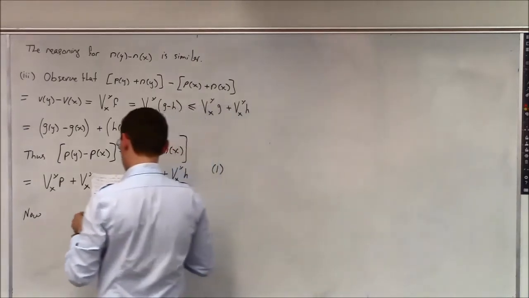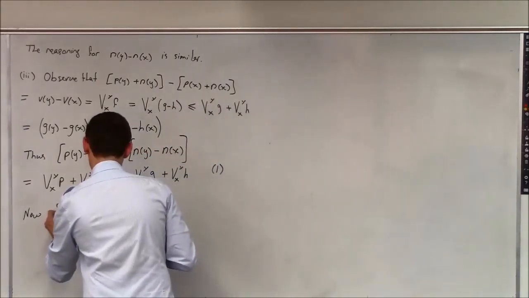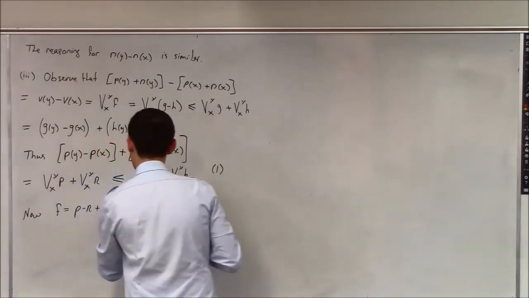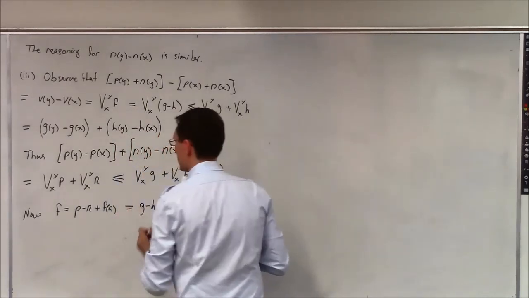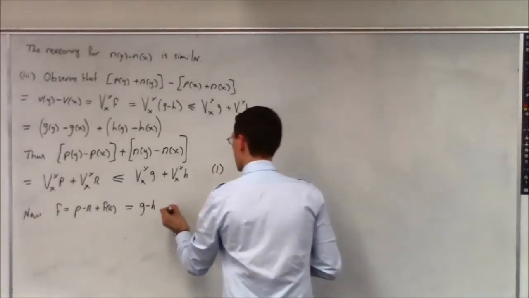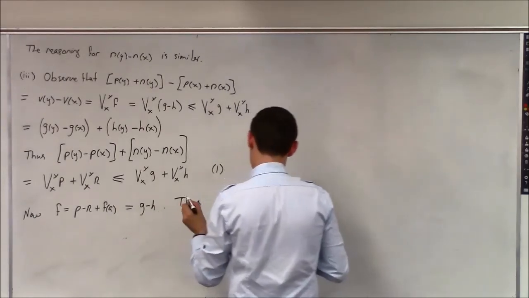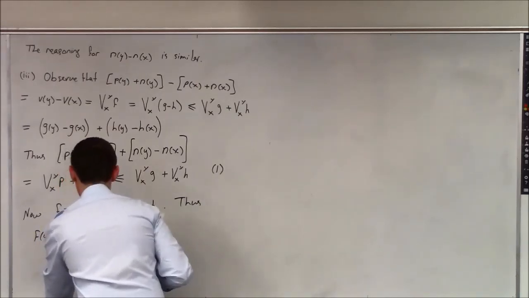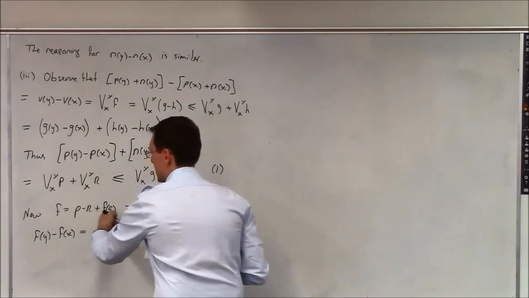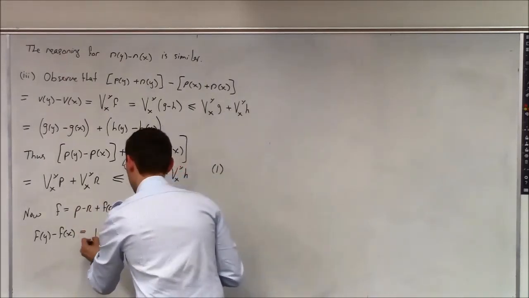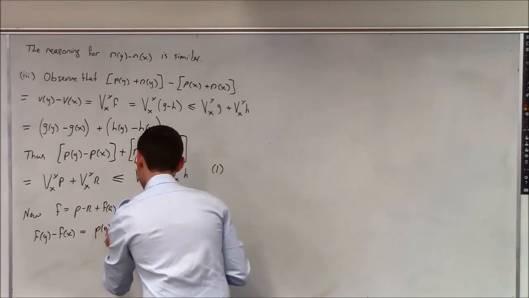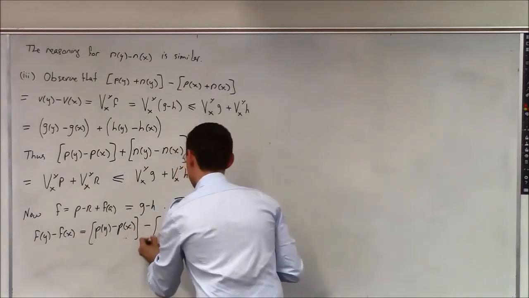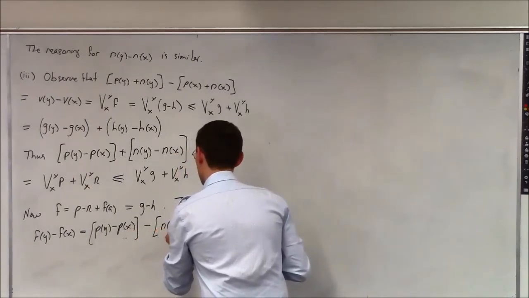Now we have a representation for f. Remember, f is p minus n plus f of a, and f is also g minus h. It has those two representations. Thus, if I take f of y minus f of x, I will get this expression at y minus this expression at x. So I'll get p of y minus p of x minus n of y minus n of x.